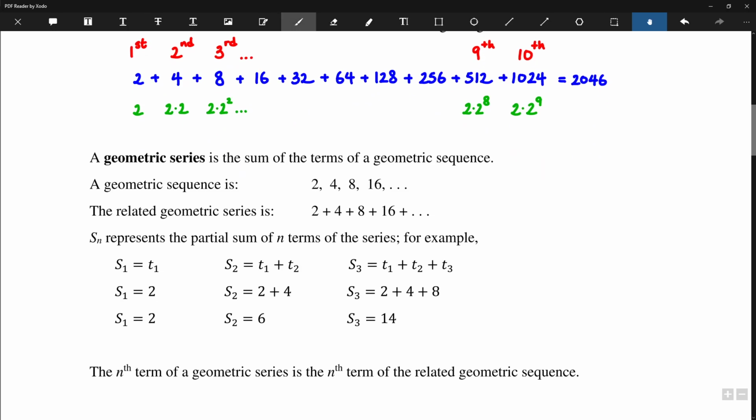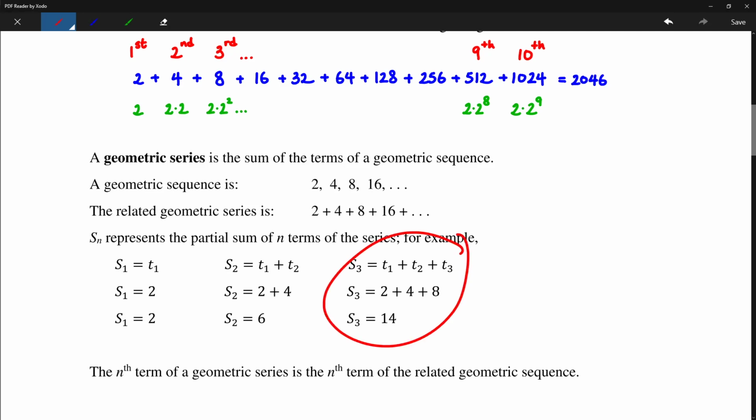We will let Sn represent the partial sum of the first n terms. So S1 will be just the first term. In our case, the first term was 2. S2 will be the first two terms added together, so T1 plus T2. The first term was 2 and the second term was 4, so that would give us a sum of 6. And in the third part here, the first term was 2, the second term was 4, and the third term was 8, and added together, we have 14.